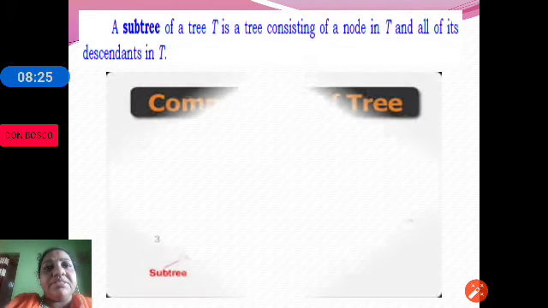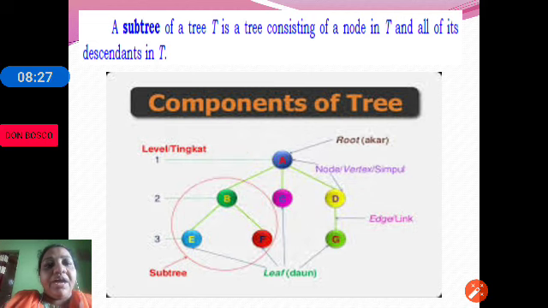Next is a subtree. As you can see in the example, a subtree consists of the child nodes and the parent node, or a parent and the descendant, or the ancestor and the descendant nodes.